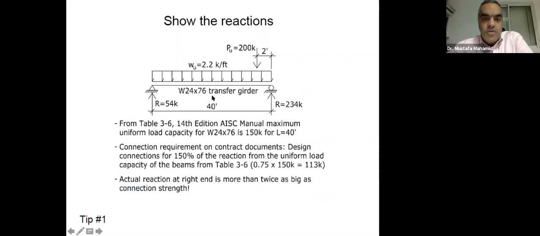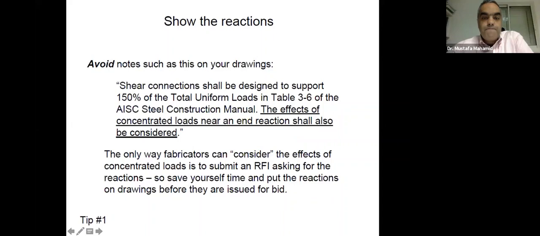Show the reaction. So here is an example where you have a distributed load. You have a reaction on one side, 54 kips. You have a reaction on the other side, 234 kips, which can be missed easily if you have a concentrated load. The effect of concentrated loads on the beams may not be shown in Table 3-6 of the AISC Manual.